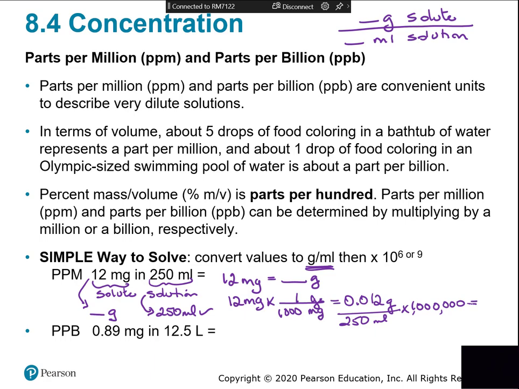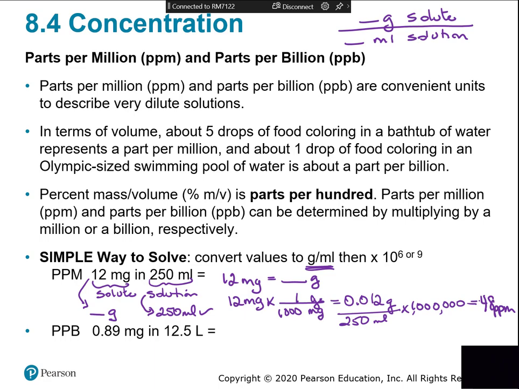Okay, so do the math. 0.012 divided by 250, then multiply it times a million. I got 48. So this would be 48 parts per million. Did you get that? I did, but I may have done something wrong. So 0.012 divided by 250 times a million should have gotten 48. Right?